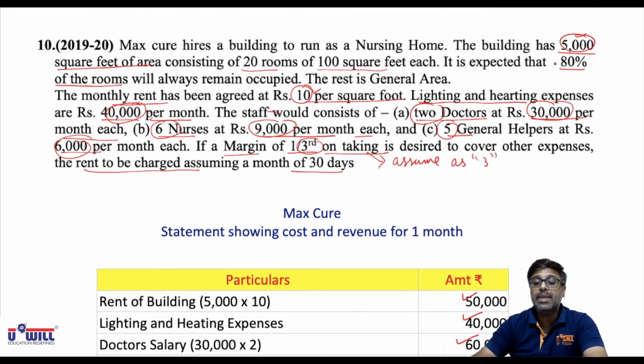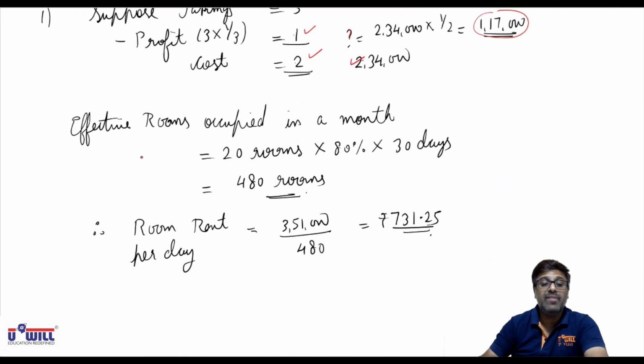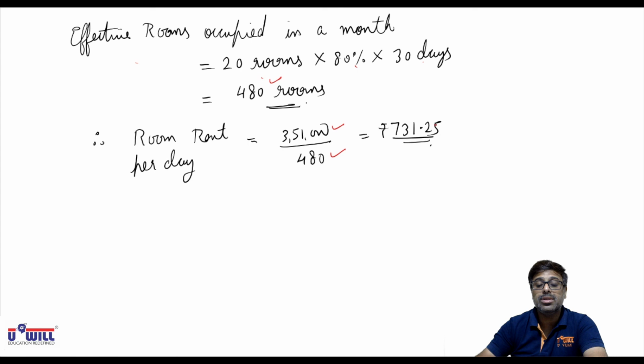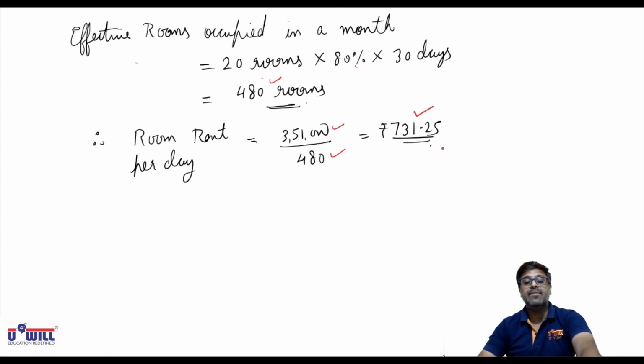Now here also 80% rooms are occupied and 30 days in a month we assume. So effective rooms occupied will be 20 rooms into 80% into 30 days, 480 rooms. We have to recover 3,51,000 from 480 rooms. So 3,51,000 divided by 480, 731.25 should be charged per day per room. So very simple questions. You all can see what we have done. Similar questions of university also you can practice on your own.